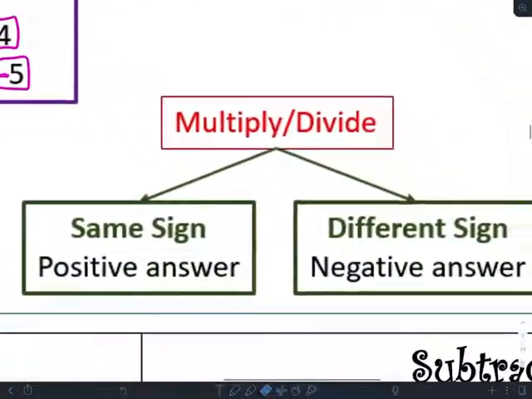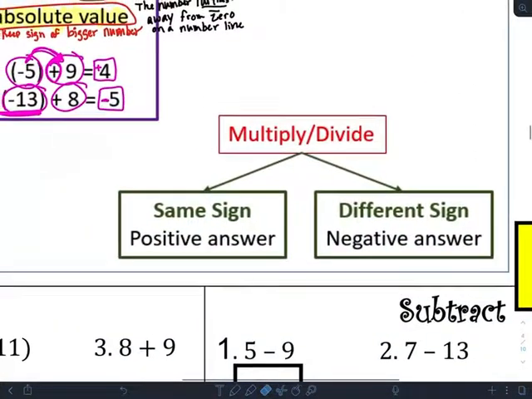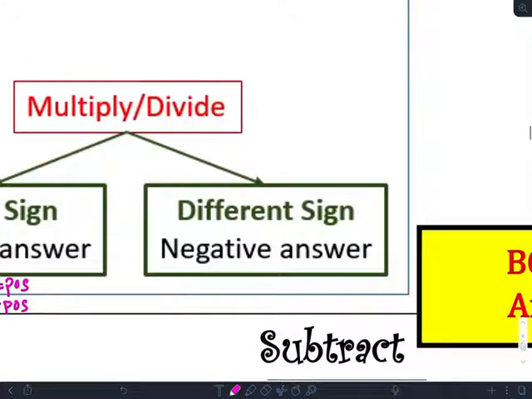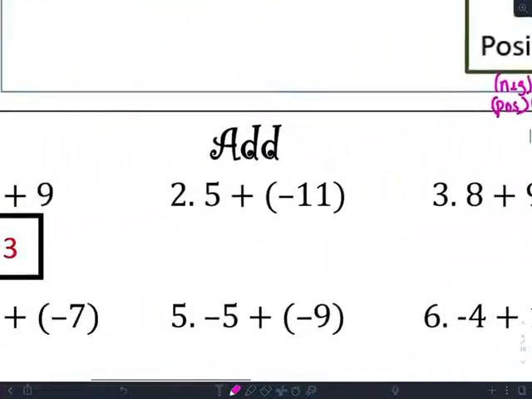Okay. Multiply and divide, same sign. These are a little bit simpler rules. Multiply and divide, same sign, your answer is going to be positive. So a negative times a negative equals a positive. Positive times a positive equals a positive. Okay, different signs: a negative times a positive equals a negative. A positive times a negative equals a negative. Easier signs, easier rules for this one. All right, let's go ahead and get into this one right here, guys.